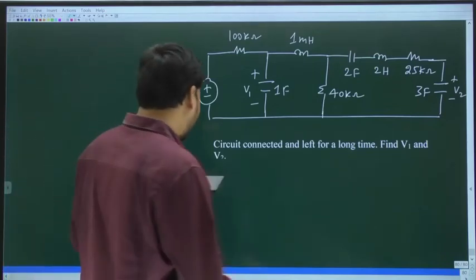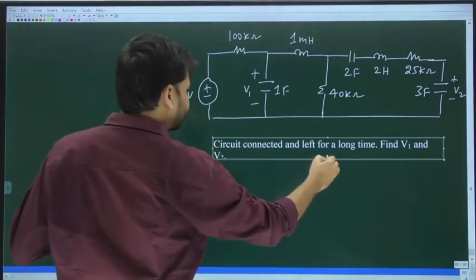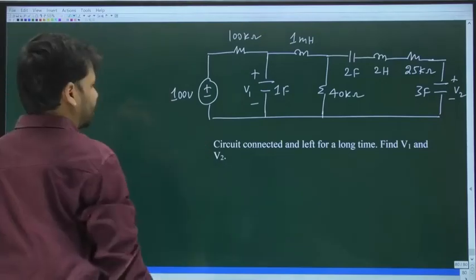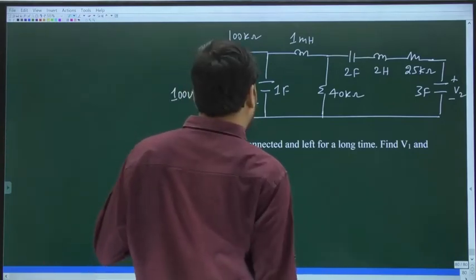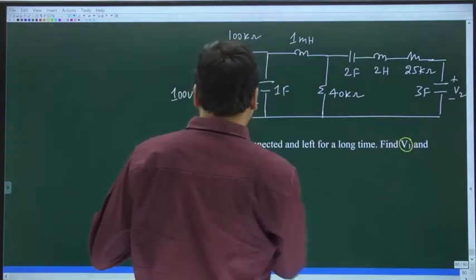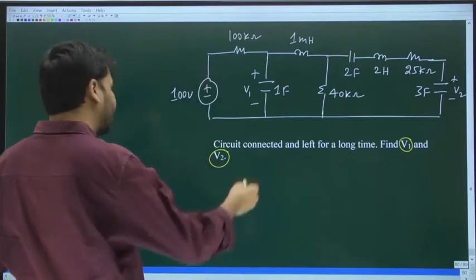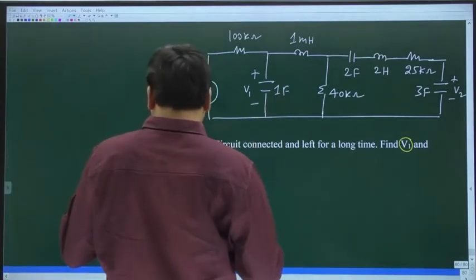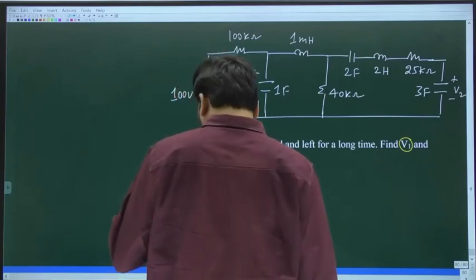Again the statement is: circuit connected and left for a long time. Find V1 and V2. What is this V1? It is the voltage across the 1 farad capacitor. And where is V2? V2 is the voltage across the 3 farad capacitor.